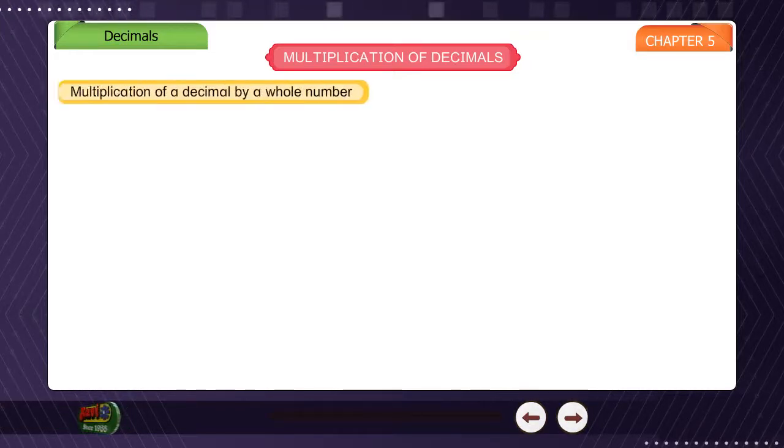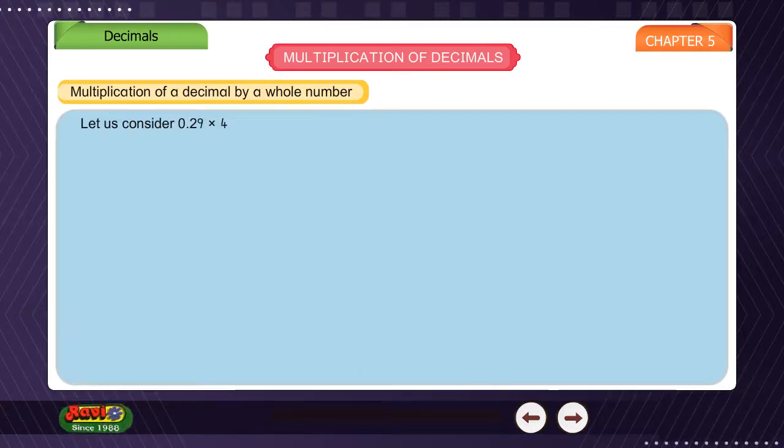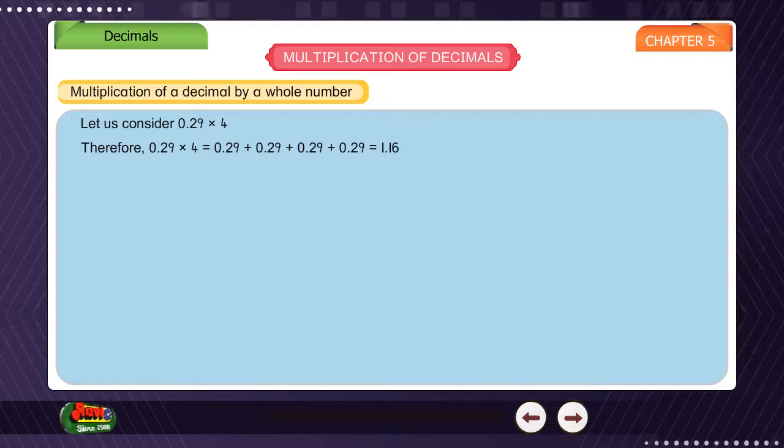Multiplication of decimals. Multiplication of a decimal by a whole number. Let us consider 0.29 into 4. Therefore, 0.29 into 4 is equal to 0.29 plus 0.29 plus 0.29 plus 0.29 is equal to 1.16.